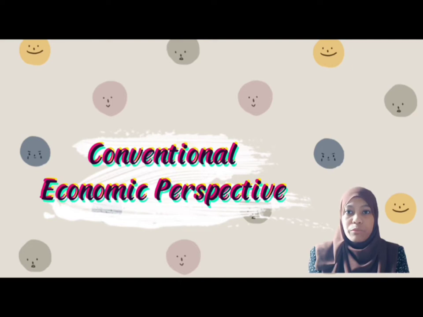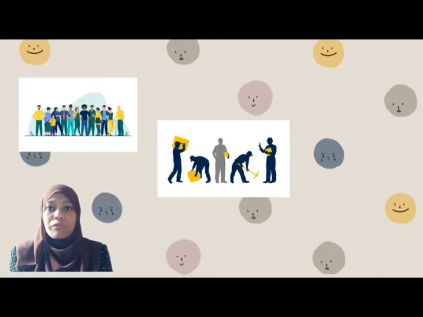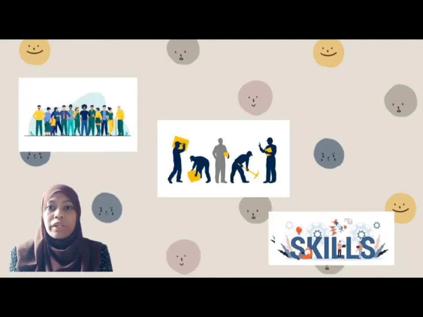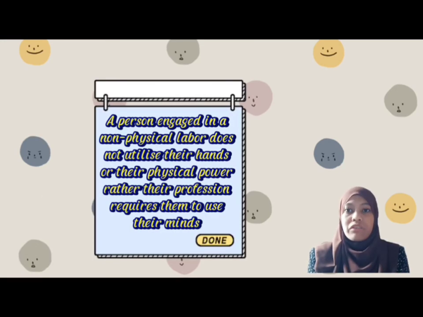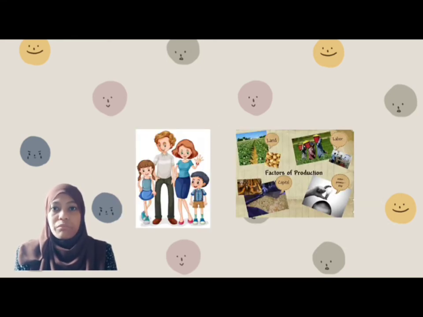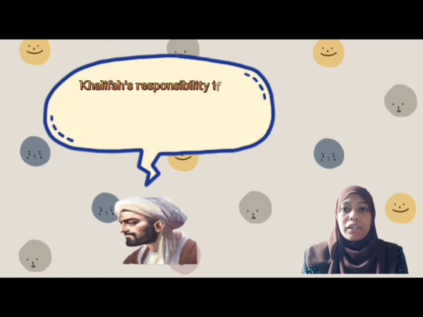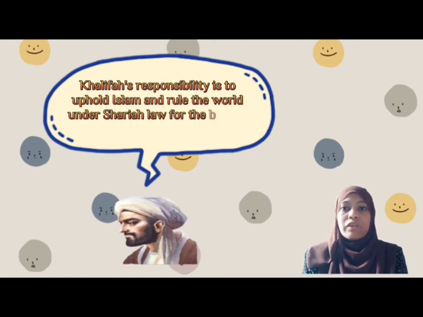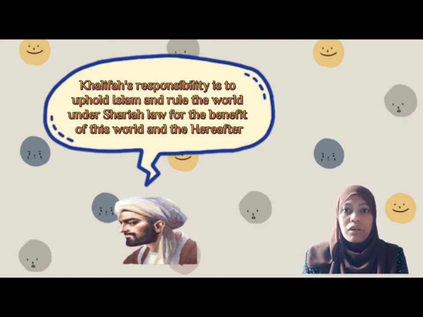In the conventional economic perspective, human labor is seen from the aspect of skills that are more non-physical labor. A person engaged in non-physical labor does not utilize their hands or physical power, rather their profession requires them to use their minds. In the view of Islam, human as a factor of production must be seen in the context of human function as the Khalifah of Allah on earth. Ibn Khaldun states that the Khalifah's responsibility is to uphold Islam and rule the world under Sharia law for the benefit of this world and the hereafter.